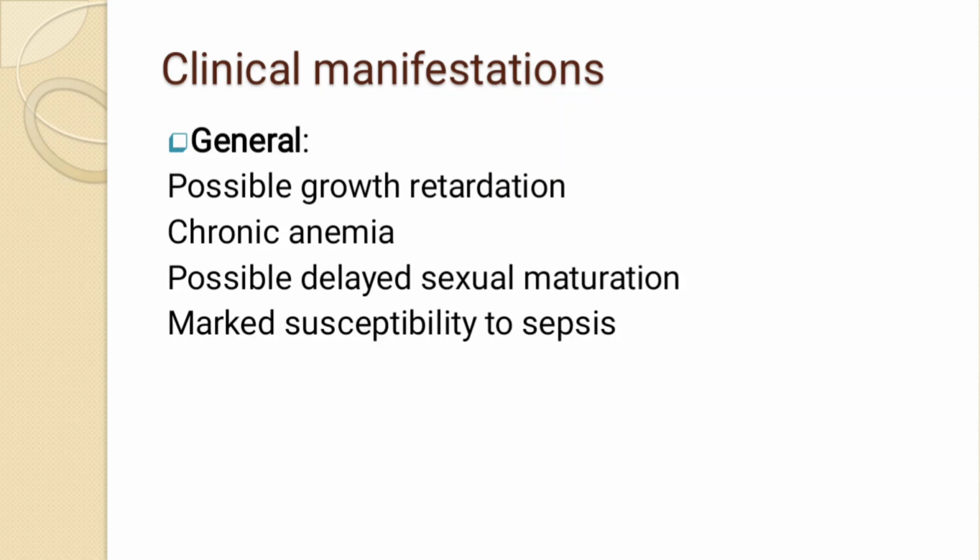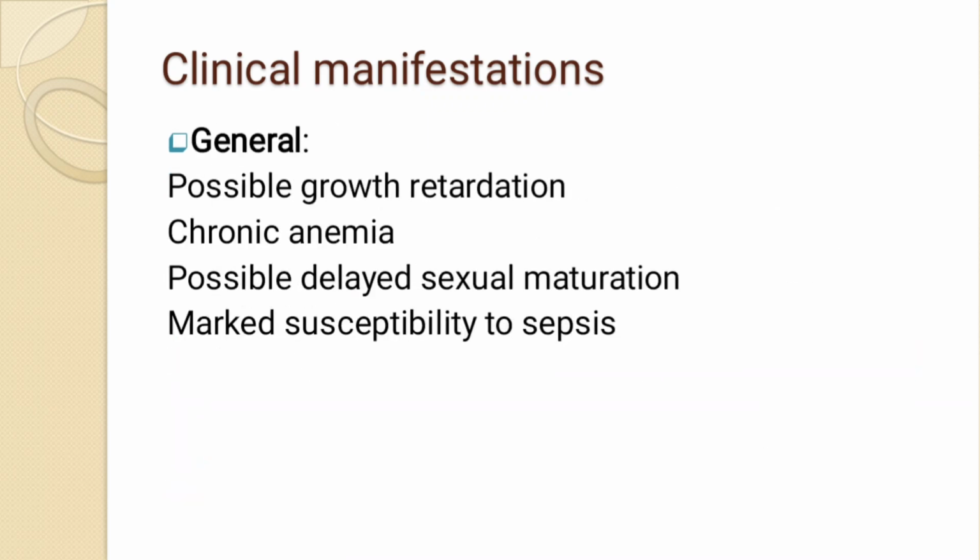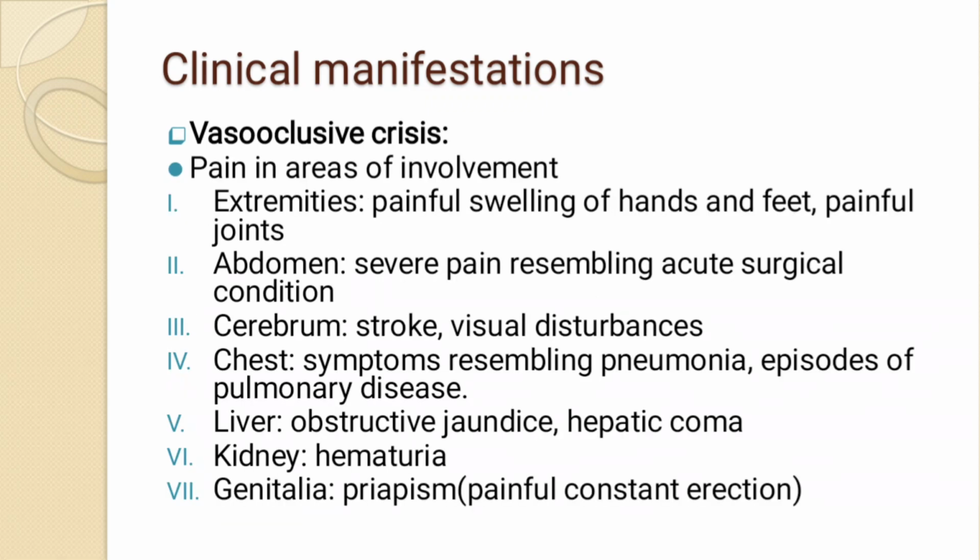In general, these are the manifestations of sickle cell. Basically, these are the manifestations of anemia in general: possible growth retardation, chronic anemia, possible delayed sexual maturation, marked susceptibility to sepsis, vaso-occlusive crisis, and pain in areas of involvement. So we have some areas listed where we can have pain.